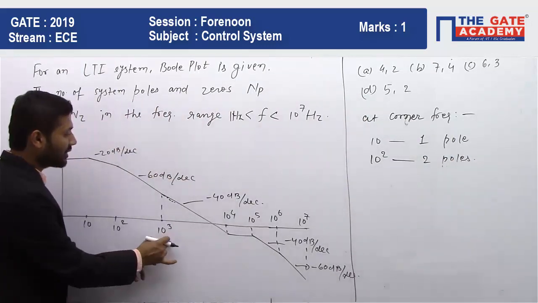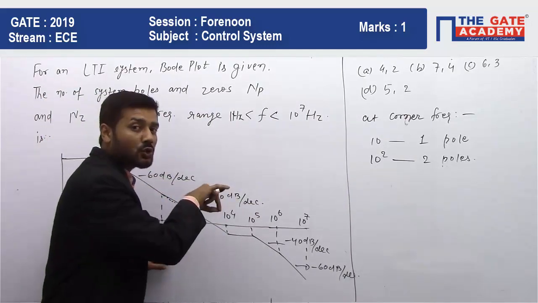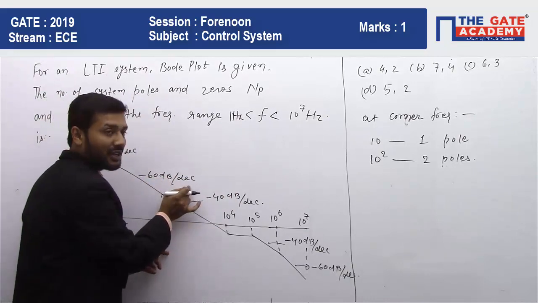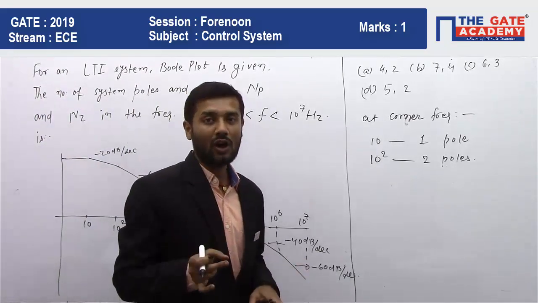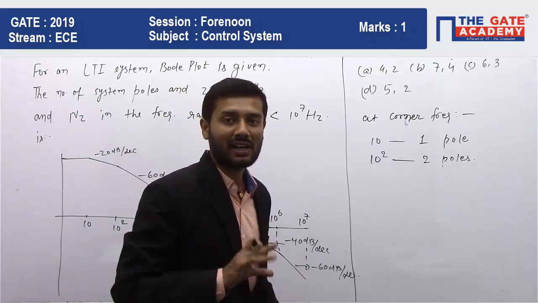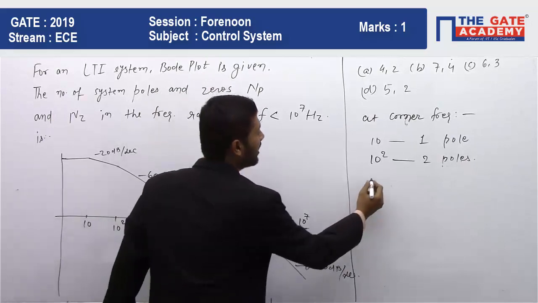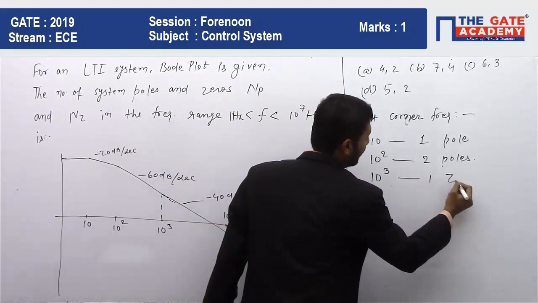Now at 10 to the power 3, the slope is changed by plus 20 dB per decade. Why? Because here we are seeing minus 60 dB per decade to minus 40 dB per decade. So we are overall adding plus 20 dB per decade. So this plus slope is due to a zero of the system. Now at 10 to the power 3, we have 1 zero.